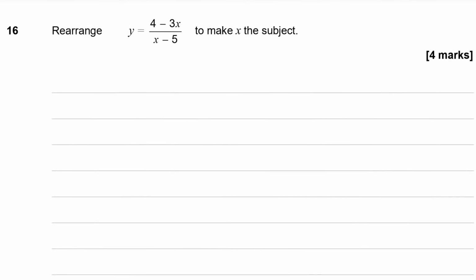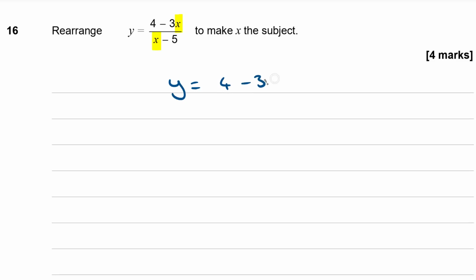Okay, so in this question we need to rearrange this equation to make x a subject. Now note that x is appearing in 2 separate places here. So somehow we're going to have to get these 2 things to join up again in order to make x a subject. Okay, so let's start with what we've got.